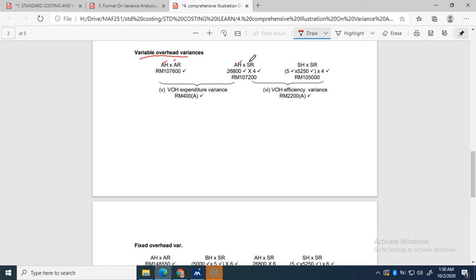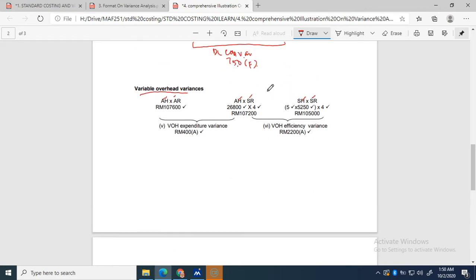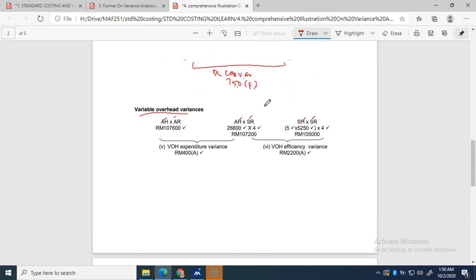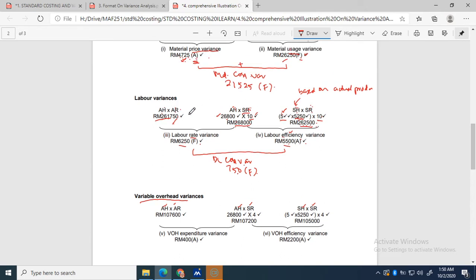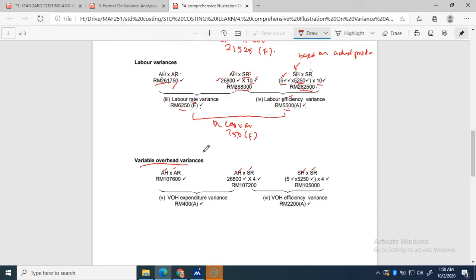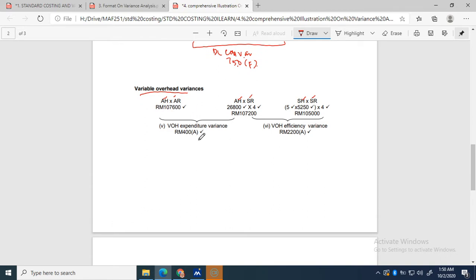Second column, actual hours, standard rate. The third column, standard hours with the standard rate, because we use the same labor hours as a basis. So that's why the columns are the same, but the rate will be different. Okay, so we refer to the variable overhead variances.